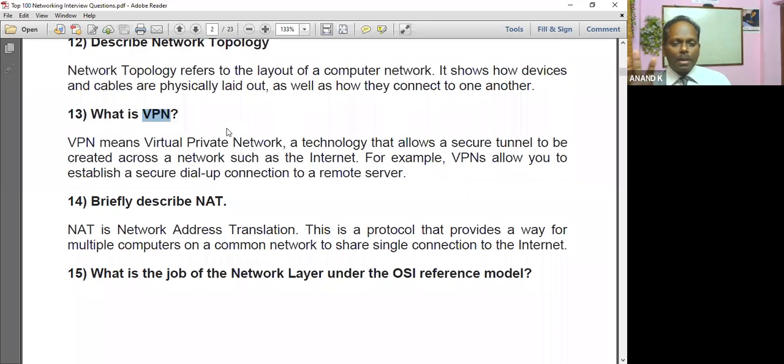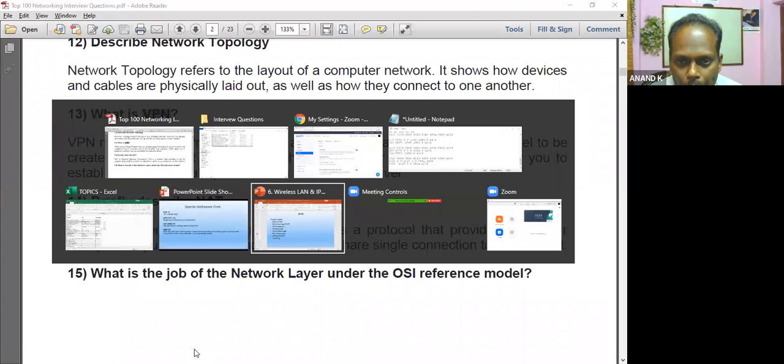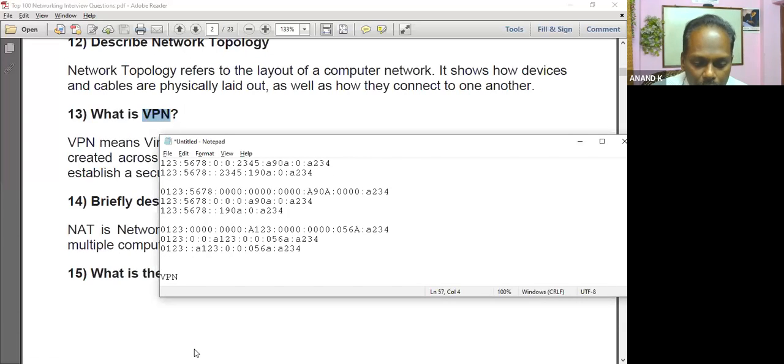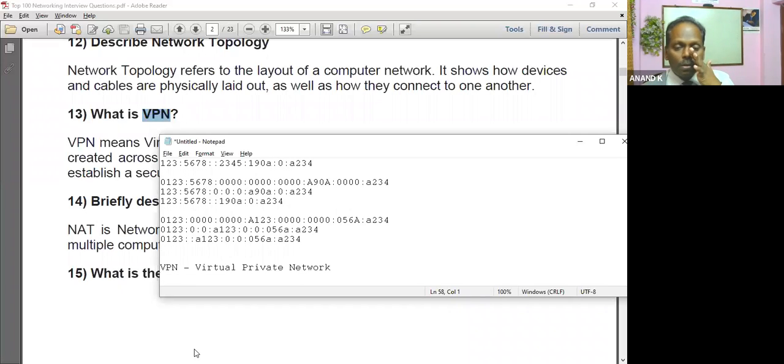I can explain about that. VPN is again a part of networking. Recently, the abbreviation VPN stands for virtual private network. Recently, you are seeing all the IT employees working from home. Working from home means the only network which you have is untrusted.